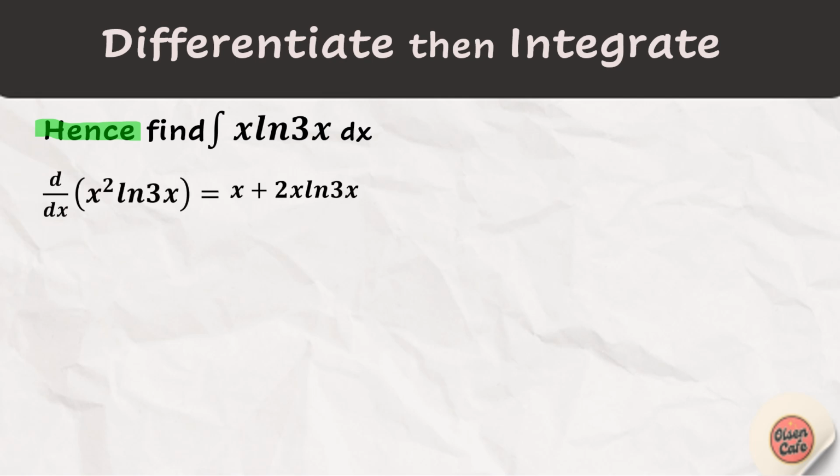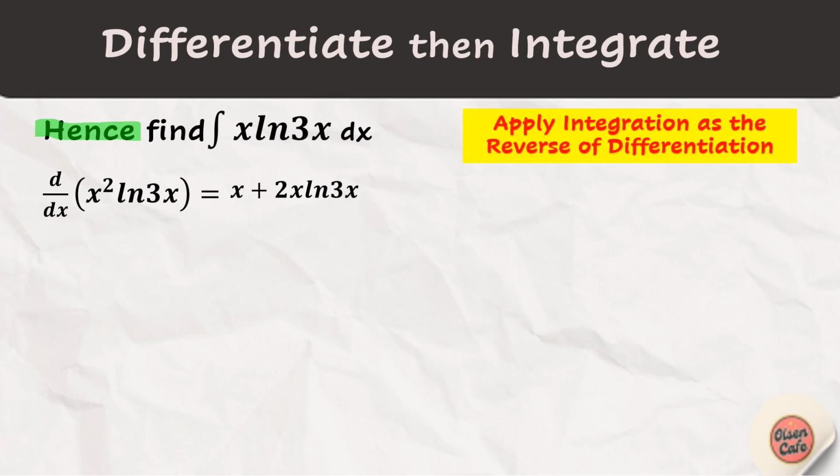Before we move on, it is important to take note that integration is the reverse of differentiation. So before we can actually start to find the integral of x ln 3x, what we will want to do is make use of this result here. Since I differentiate x squared ln 3x, that gives us x plus 2x ln 3x, which means if I integrate the right hand side, I will be able to get the left hand expression, the original expression x squared ln 3x.